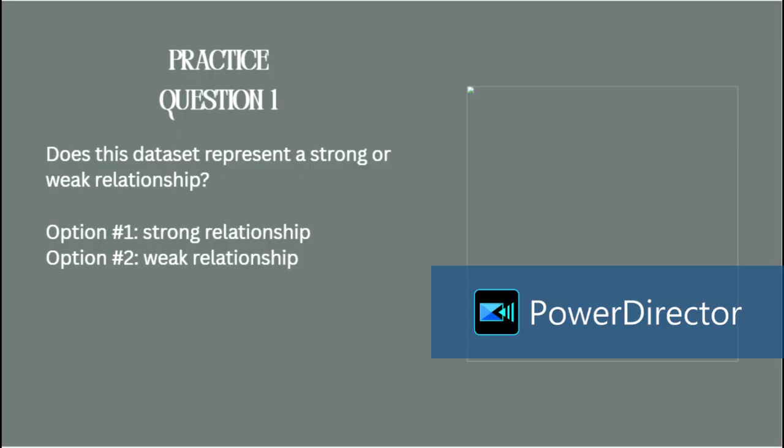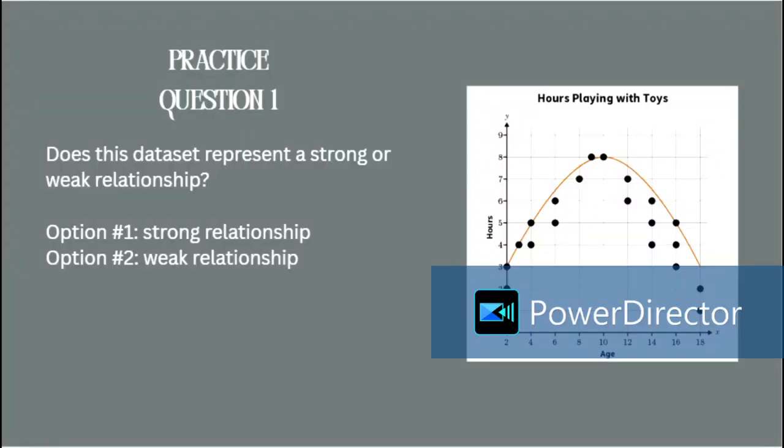Okay, this is at the end of your lesson, and look at that, my graph went away. This data set represents a strong or weak relationship. Okay, remember, it doesn't have to be linear to determine whether it's strong or weak. It only depends on how close the dots are to the line. This one would be strong. They're all relatively close to that line. You don't have a random one.